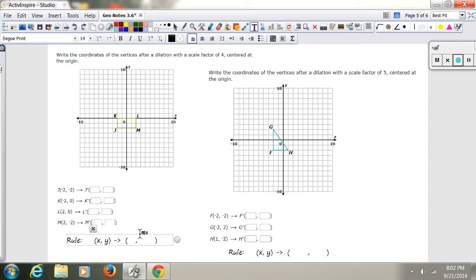If the scale factor is 4 and we're going through the origin, it's just going to be 4 times X and 4 times Y. So that means that this point right here is going to be negative 8, negative 8. Okay, and then this point right here is going to be negative 8, 0. And this one's going to be 8, 0. And then this one is going to be 8, negative 8.